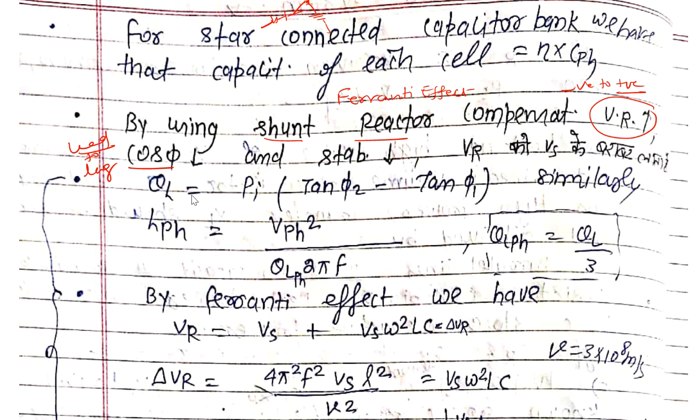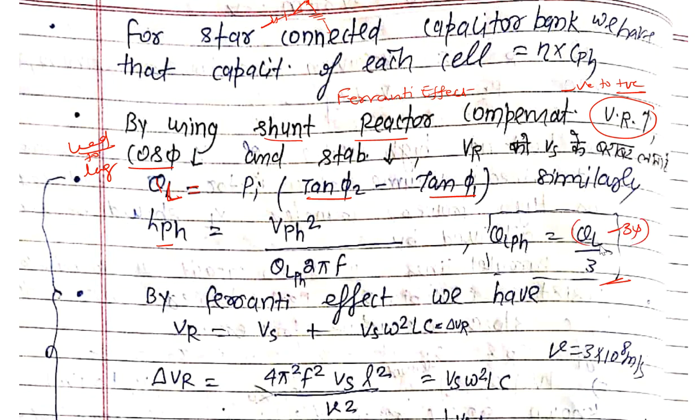Right. Now QL, the reactive power supplied by the inductor, is equal to Pi into tan phi 2 minus tan phi 1. Earlier it was tan phi 1 minus tan phi 2 in case of the shunt capacitor. Similarly we can find the inductance per phase. L per phase is equal to VPH square divided by QL per phase into 2 pi f. So QL per phase is equal to QL by 3, as generally it is for three phase.